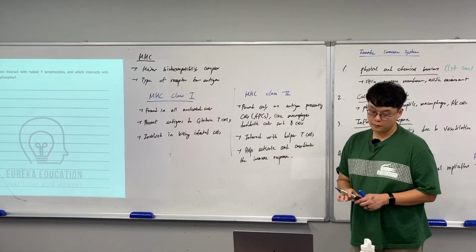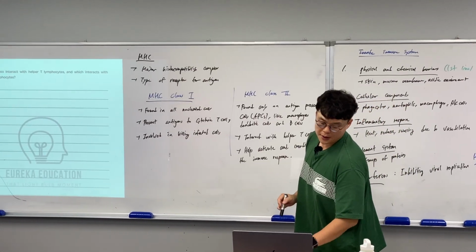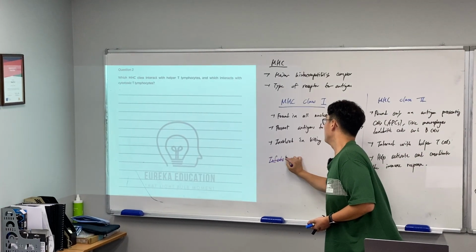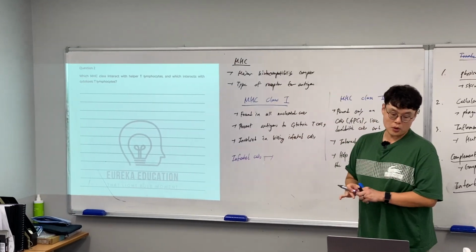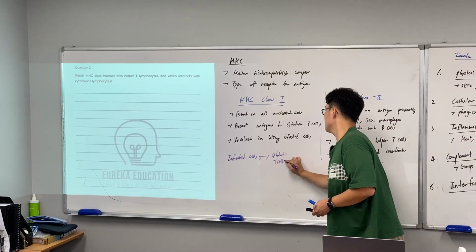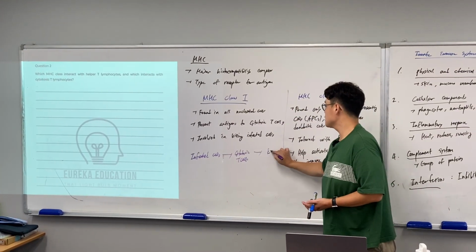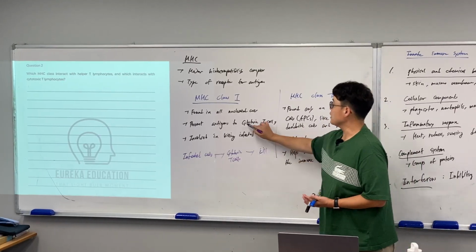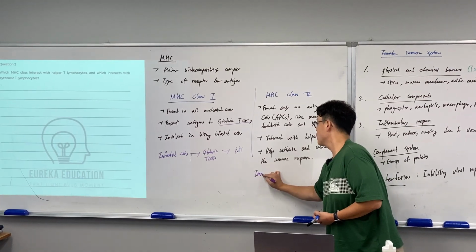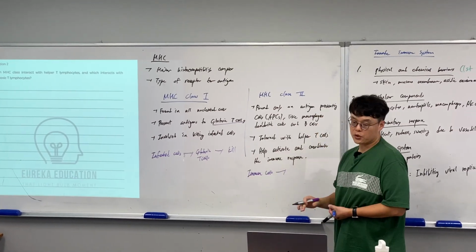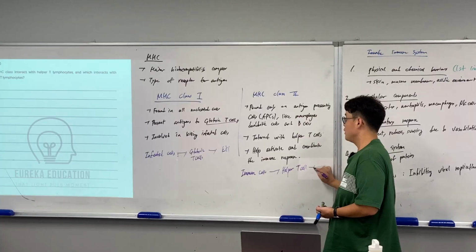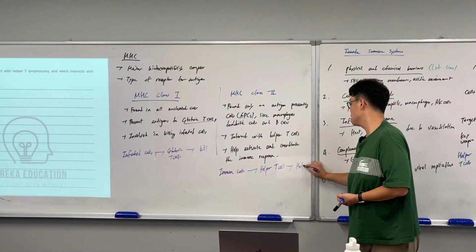So let's summarize that. MHC1 is for the infected cells, okay, goes on to the cytotoxic T cells, goes in and it kills. That is how they're related. Whereas MHC2 is related to immune cells, and related to the helper T cell. Okay, and also it helps to activate.